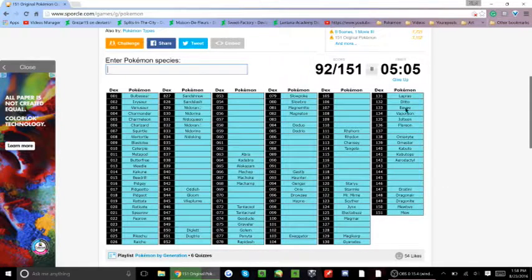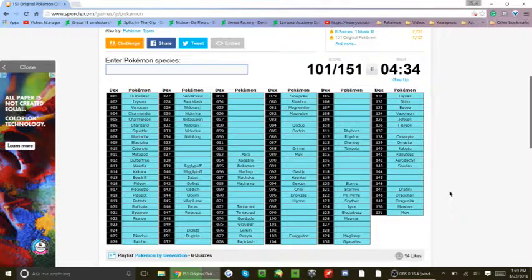I already got Ditto and Lapras and all that. Snorlax is one. Jigglypuff. Wigglytuff. Parasect. Oh, man. Is it Grimer, Muk, Zubat, Golbat?